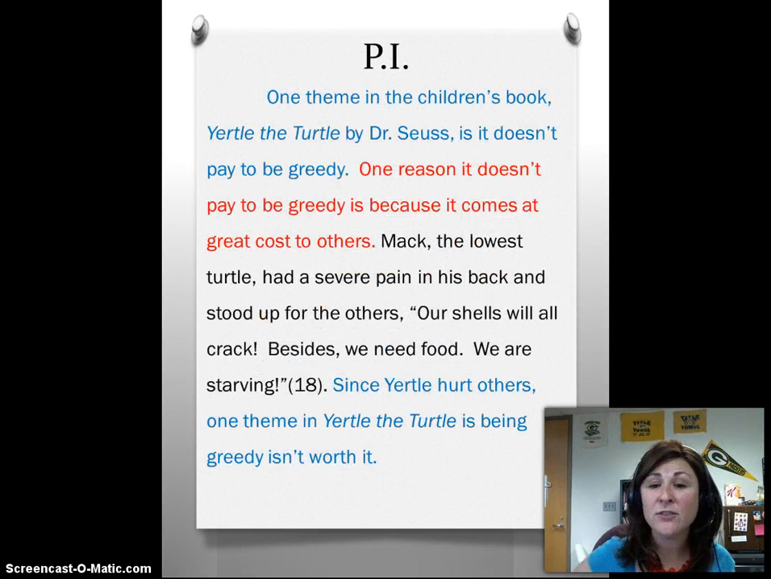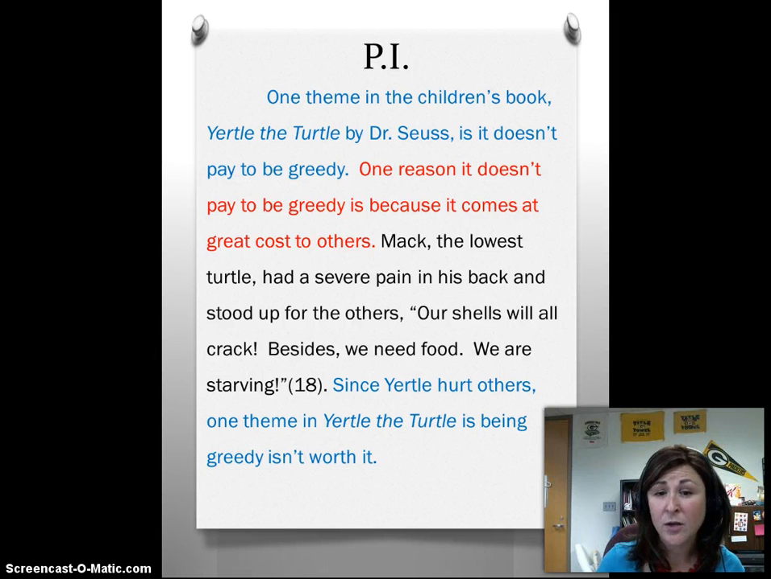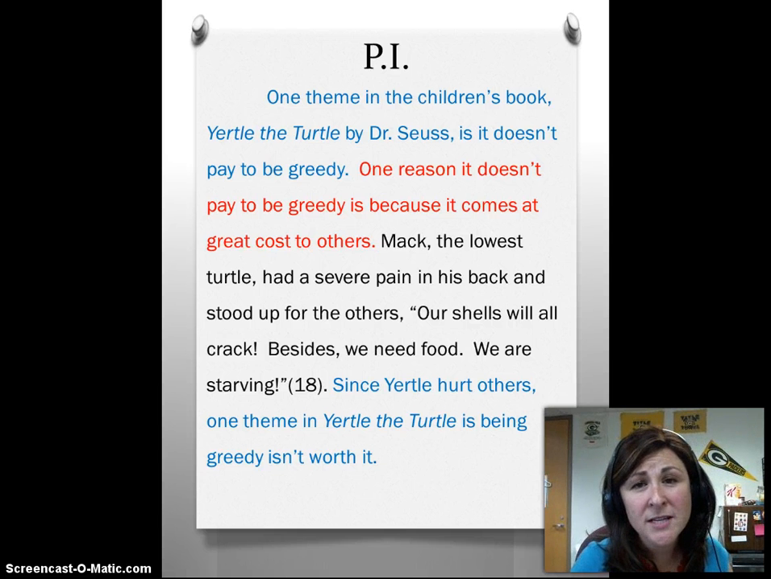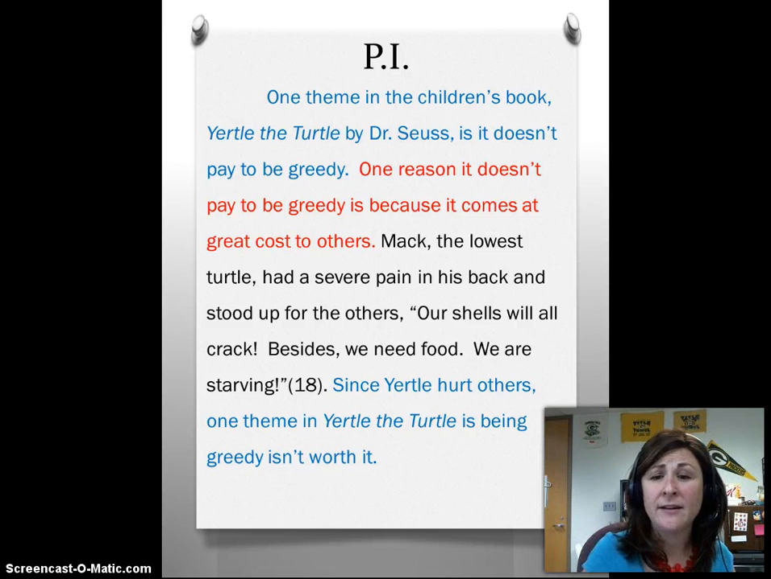So I'm going to add an illustration. I've added it in black. Mac, the lowest turtle, had a severe pain in his back and stood up for others. "Our shells will all crack. Besides, we need food. We are starving." Notice that I put the words that Mac said in quotation marks. That's because these are the exact words from the book. I also included the page number I found it on in parentheses followed by a period. Notice I didn't just drop the quotation right into the middle of my essay. I introduced it with the sentence, Mac, the lowest turtle, had a severe pain in his back and stood up for the others. Okay, we're still missing our explanation. Let's see what that looks like when I add it in.